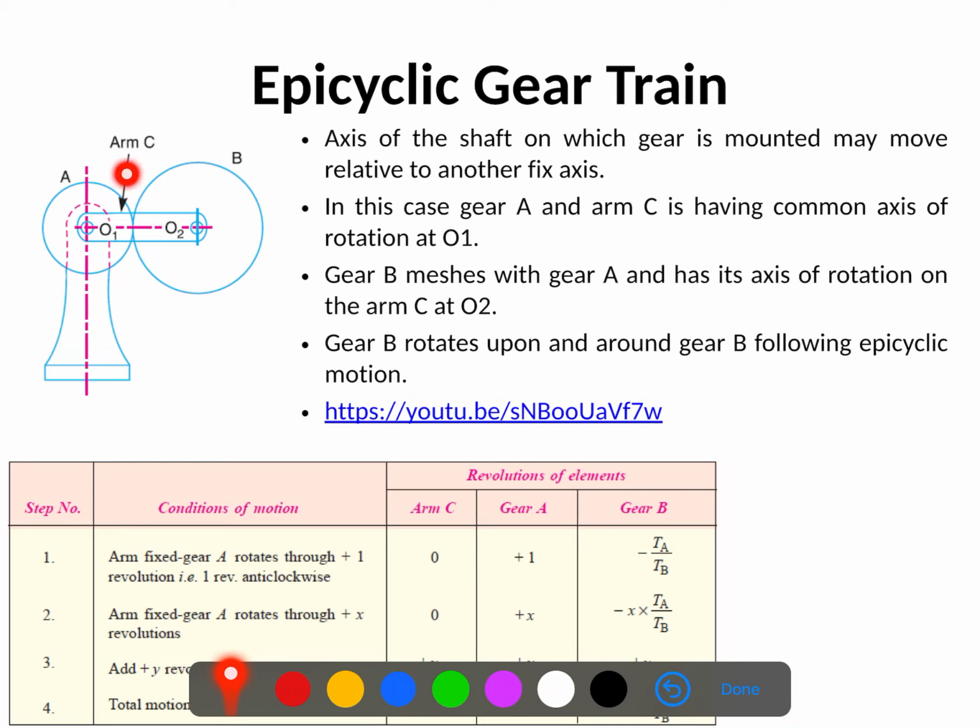But when this arm is able to rotate, then what will happen? Gear B will start rotating upon and around gear A, following an epicyclic motion, and this type of arrangement is called an epicyclic gear train. How this epicyclic gear train looks, we will see in a video of this.